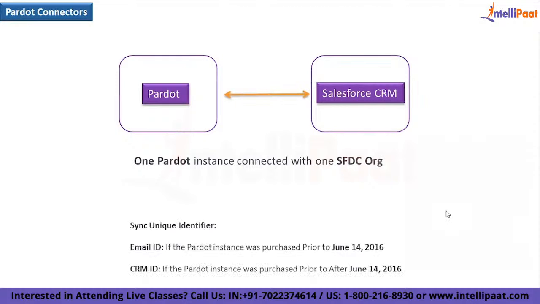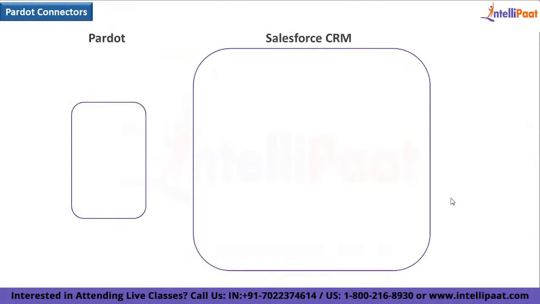Now, is that clear? When it comes to the sync unique identifier, take an example: if a brand purchased a Pardot instance prior to June 14, 2016, they would have got email ID as the unique identifier. But post 2016, they allowed CRM ID to be considered as a unique identifier. Okay, fine. So now let us talk about how the sync is done between objects.